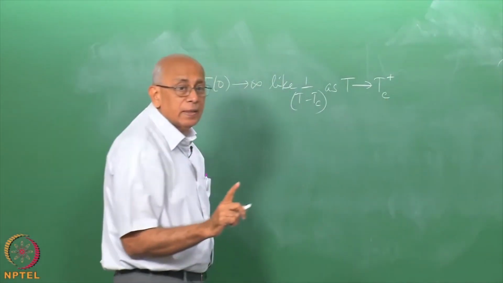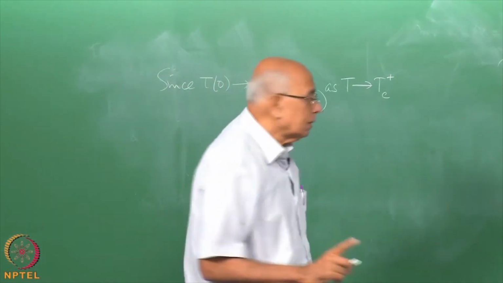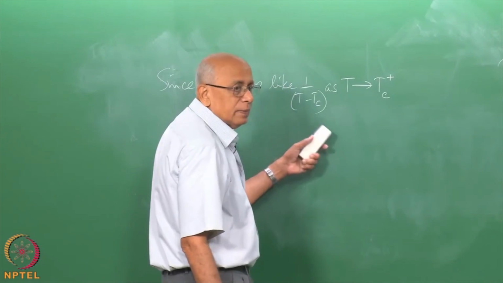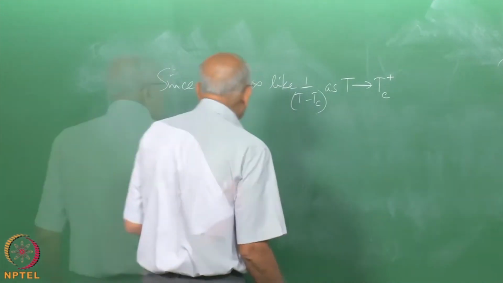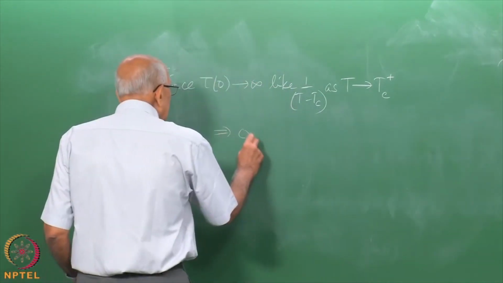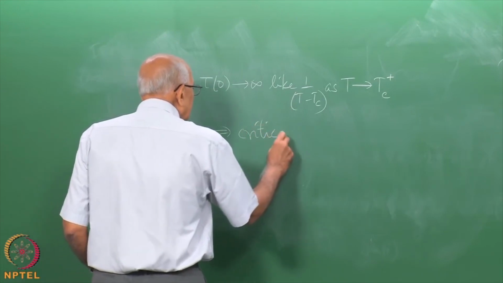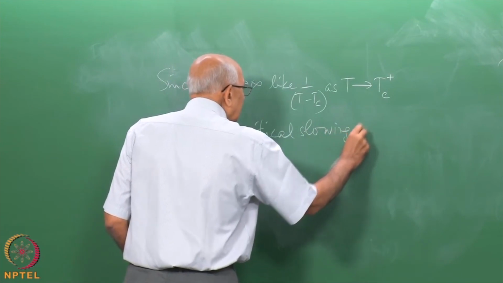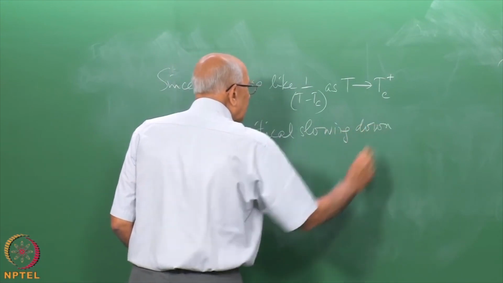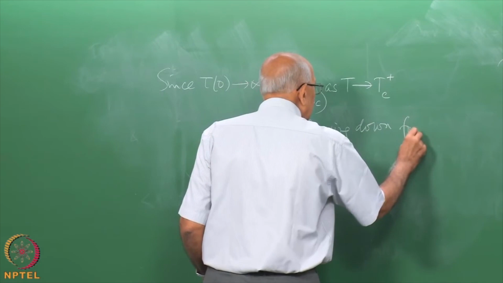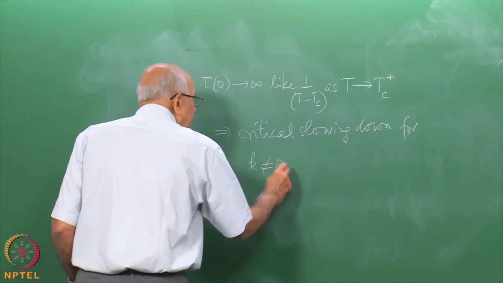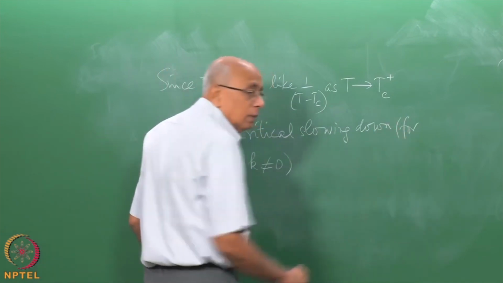Remember we are in T greater than Tc, we started with that assumption. So it diverges, goes to infinity, implies critical. For k not equal to 0.